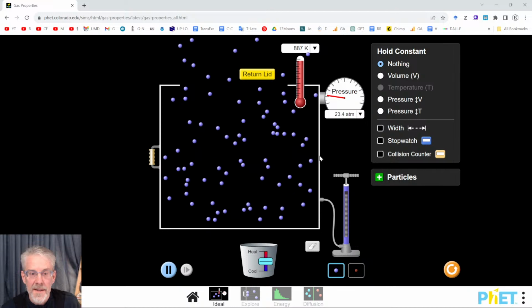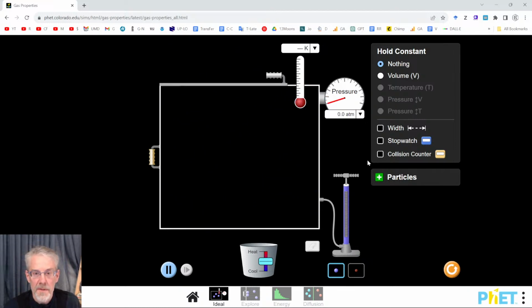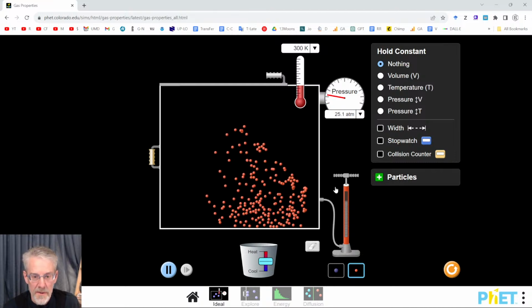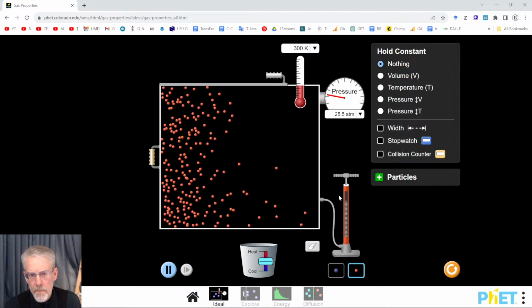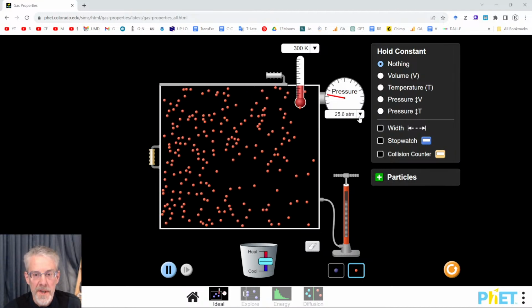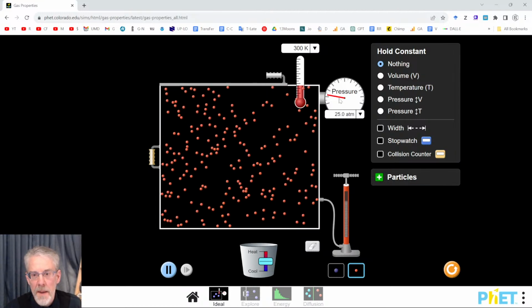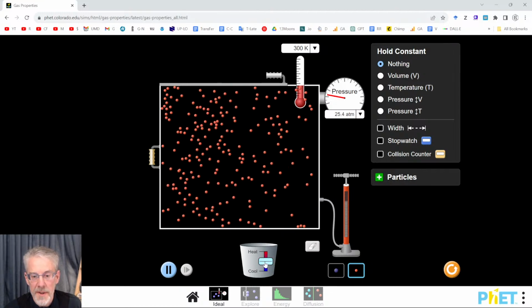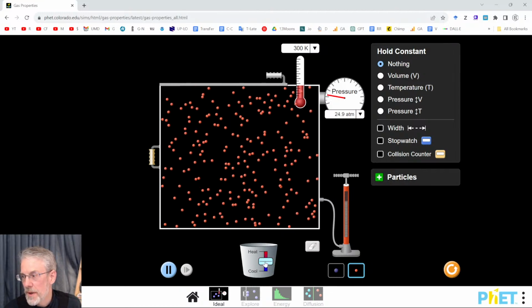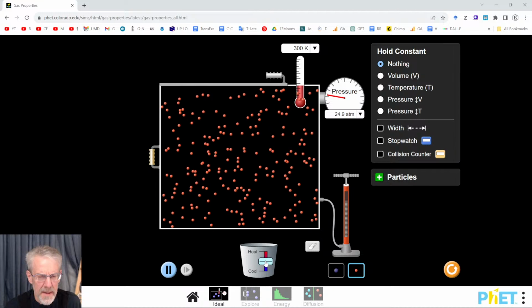All right, so let's reset all of this here. And let's put these small ones in here. I like those better. They're lighter, they move around a lot more. So here's our pressure gauge. What's going to happen to our pressure when we increase the temperature? That's the question. So try to visualize that. What's going to happen?